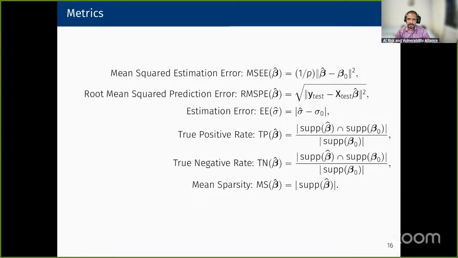The estimation metrics, the comparison metrics that we use are these. For beta hat, we use mean squared error, estimation error, and then root mean squared prediction error. True positive rate, true negative rate, sparsity, these are checking what proportion of the true non-zero coefficients we are detecting. True positive is what proportion of the true non-zero coefficients we are getting. True negative is what proportion of the true zero coefficients we are getting. And then mean sparsity is the number of non-zero coefficients we are getting, which should be more or less exactly the same most of the time as the true number of non-zero coefficients. And then finally, estimation error for the variance term as well.